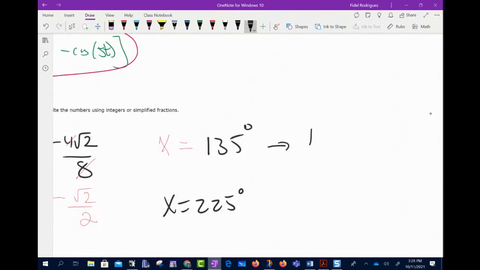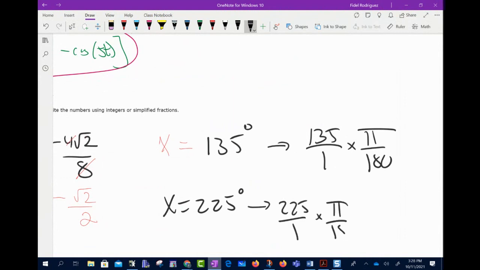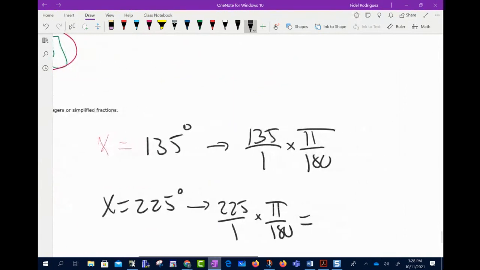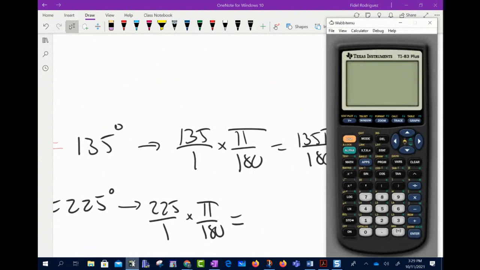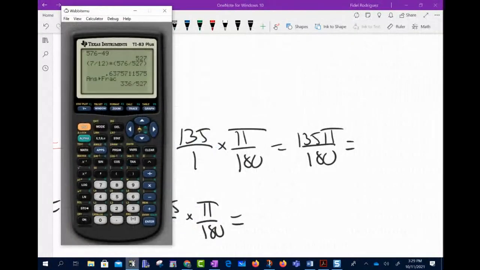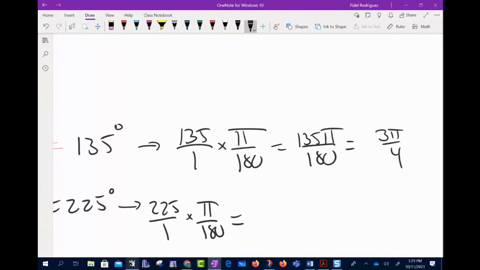So now we got to convert these to radians. So remember, we're going to go 135 over 1 times pi over 180. Same thing here, we're going to go 225 over 1 times pi over 180, okay? So this is going to be 135 pi over 180. We're going to write that as a simplified fraction by using our calculator. So again, I'll just go 135 over 180. 0.75, which we know is 3/4, right?